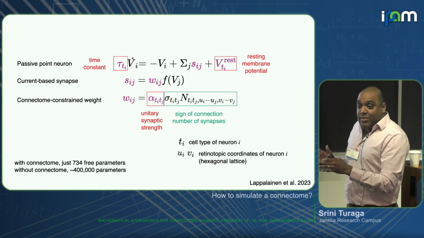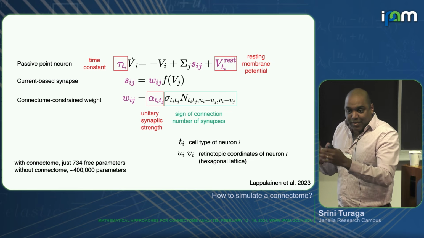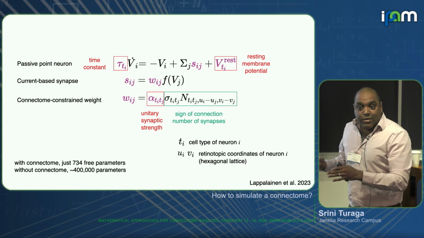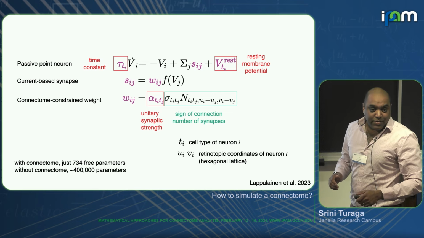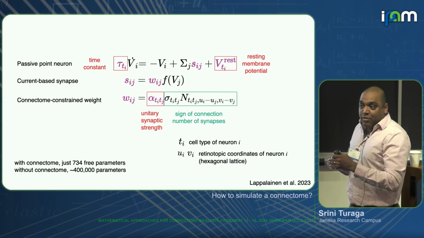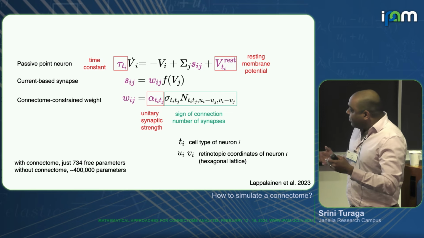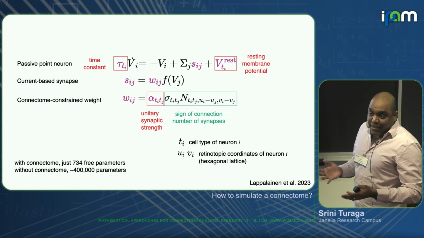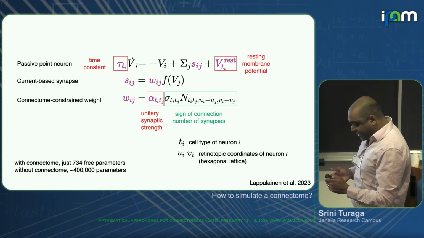So we are now making a simulation of about 40,000 neurons. This is, all of these neurons here. But with the connectomic measurements that we have, we now only have 734 free parameters. And that scales really with the number of cell types, but not the number of cells. And so this is a massive simplification that we get because we've measured the connectome, even for this very large network.